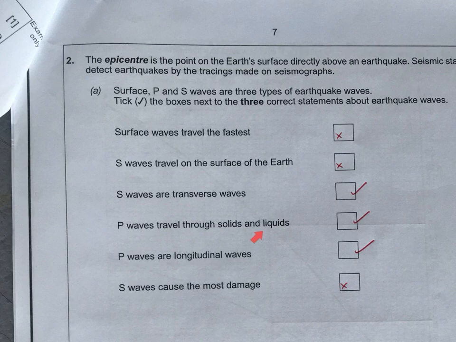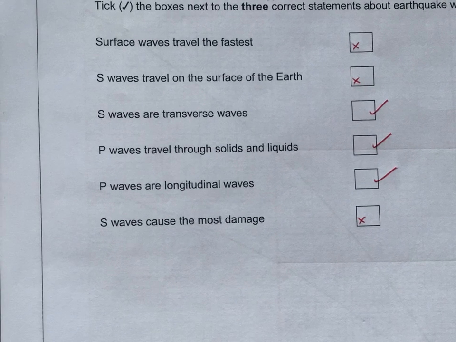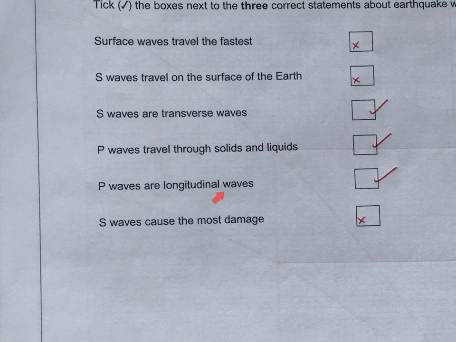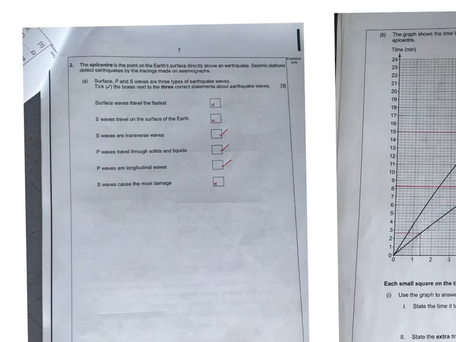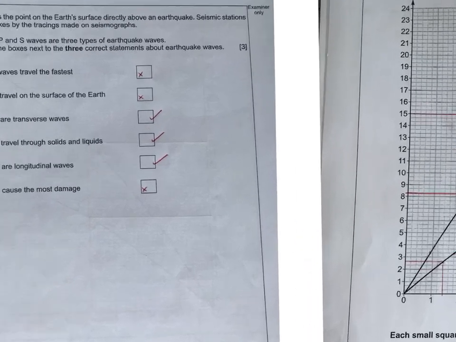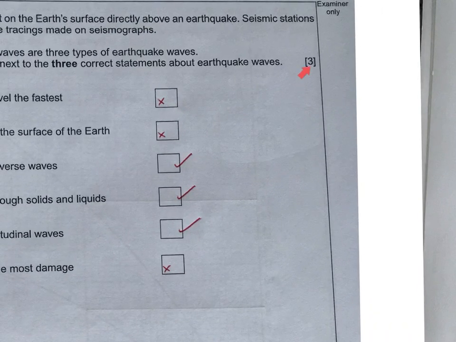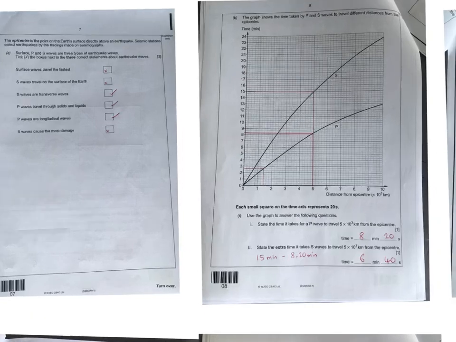P waves travel through solids and liquids. Yes, they do. It's only the S waves that can't travel through liquid. And then P waves are longitudinal waves. Yep, that's right. If S waves are transverse, S waves cause the most damage. No, that is the surface waves there. So 3 ticks for 3 marks. Just be aware, just look at how many marks these tick boxes are worth.